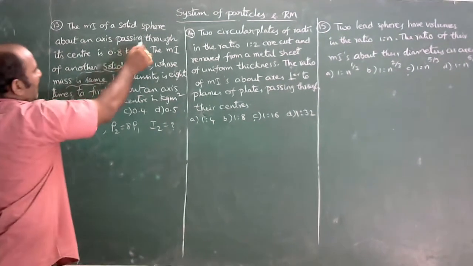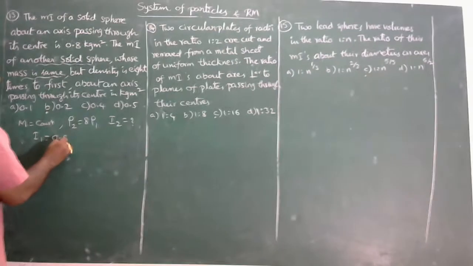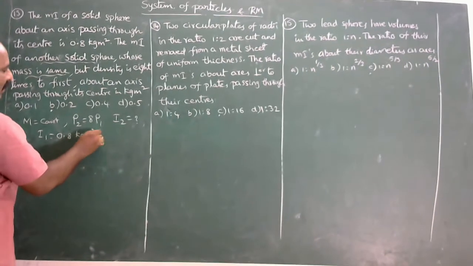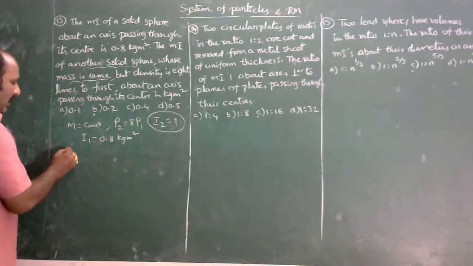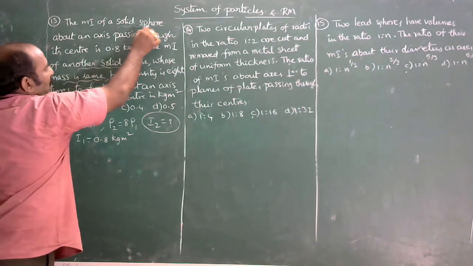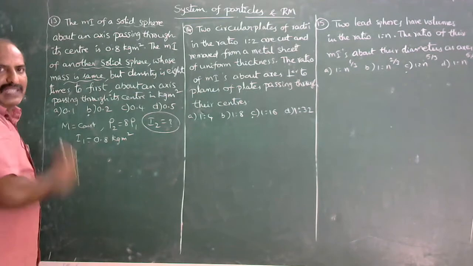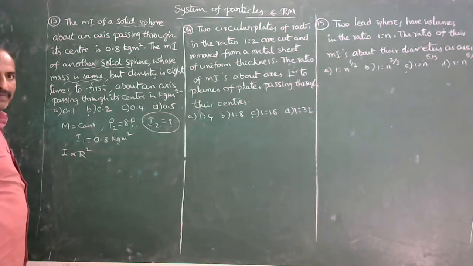I1 is given as I1 is equal to 0.8 kg meter square. Now we find the I2 value. For that write I is equal to 2 by 5 mr square in the case of a solid sphere about an axis passing through its center. Here m is constant, that's why I is proportional to r square first.